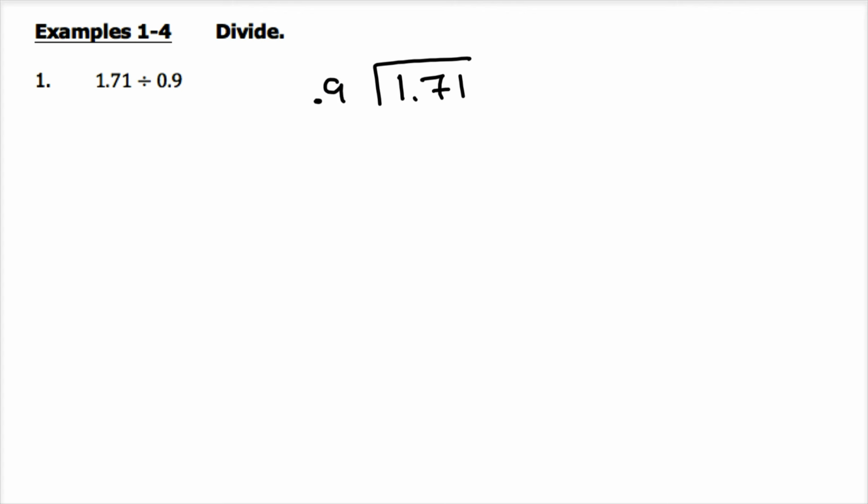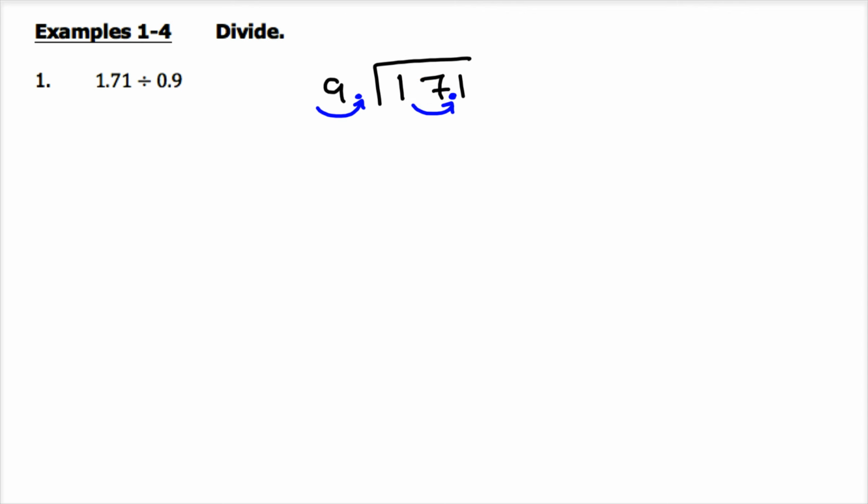Step 1 of a problem like this is to take your divisor, your 0.9, and make that number a whole number. We'll do that just by moving our decimal point one place to the right. Now we have the number 9. We're going to do the same thing inside our division house to the dividend. We take the decimal point on the dividend and move it one place to the right. So now instead of 1.71, we have 17.1.